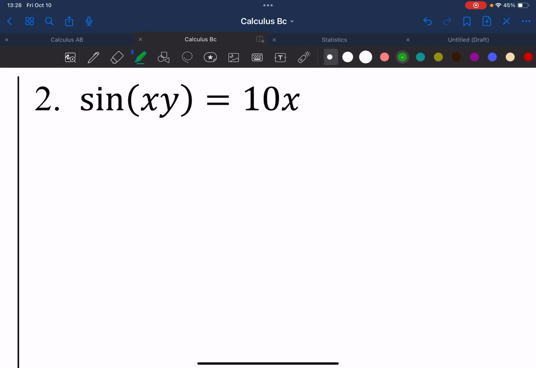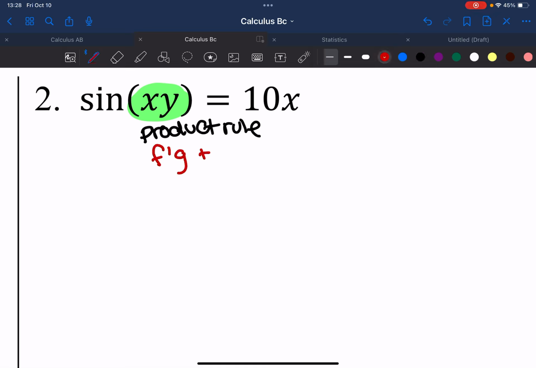Now I'm going to do the derivative of this one. But notice right here, I have x times y. This is the product rule. Remember, the product rule is f prime g plus f g prime. So when I am taking the derivative with respect to y, I have to remember to do the product rule for the x times y after I do the chain rule for sine of xy.